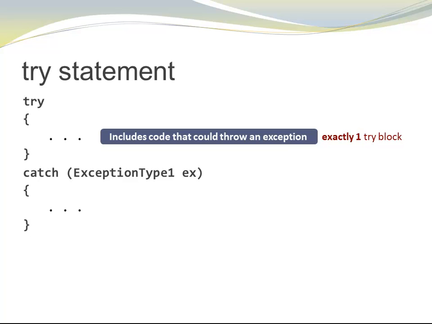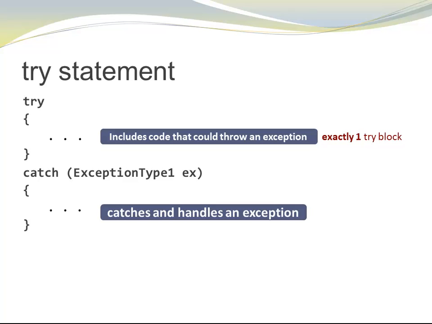Another possible component of the try statement is the catch block. The catch block catches and handles an exception. Let's assume we have a code statement right here in my try block and it throws an exception. Then the execution moves on to the catch block and we're going to compare the actual thrown exception type to exception type 1 that is specified here. If that matches, if my actual thrown exception was of exception type 1, then this code block is used to handle the given exception.